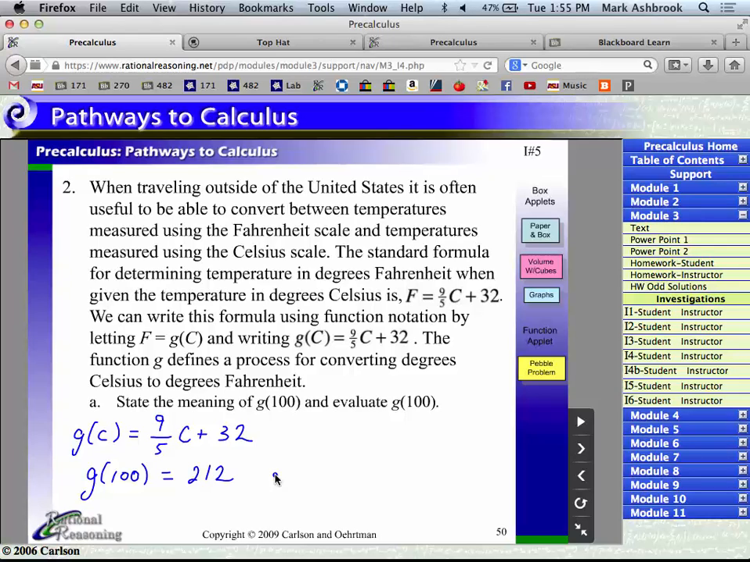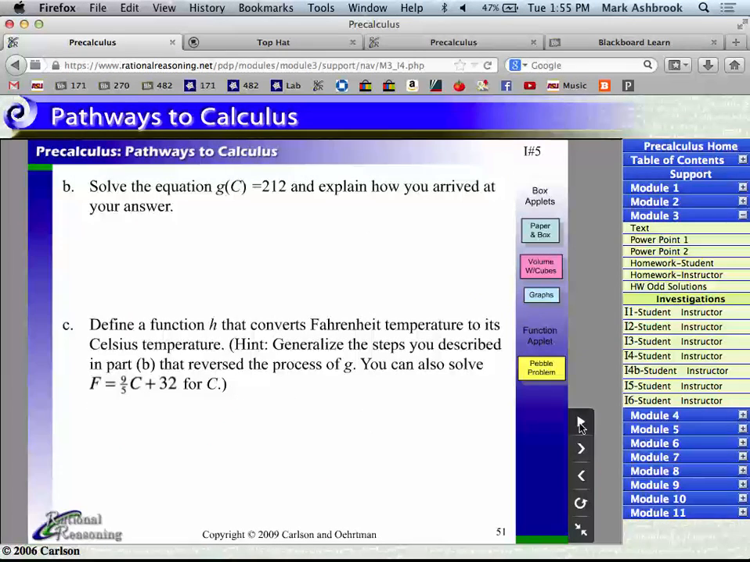So here's our G function, this formula. What if we wanted C in terms of F? We've got F in terms of C, that's F as a function of C. We want C in terms of F. What could we do to get C in terms of F? How could we handle that?